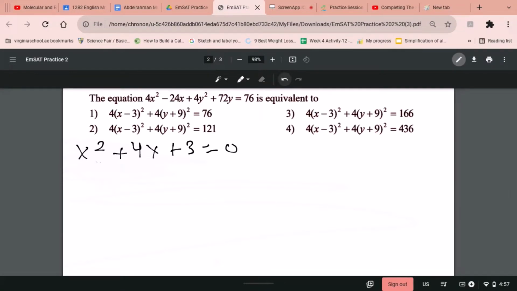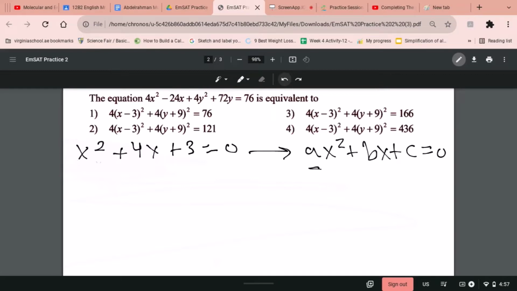As we know, this expression can be equivalent to x squared plus bx plus c equal to 0. You know that a, b, and c are coefficients. So let's say, what is the value of a? We know that it's 1. What is the value of b? We know it's 4. What is the value of c?